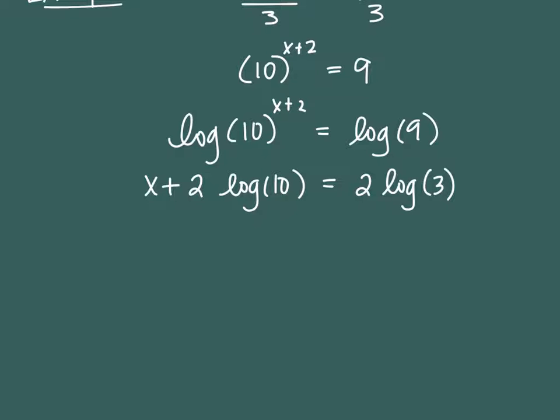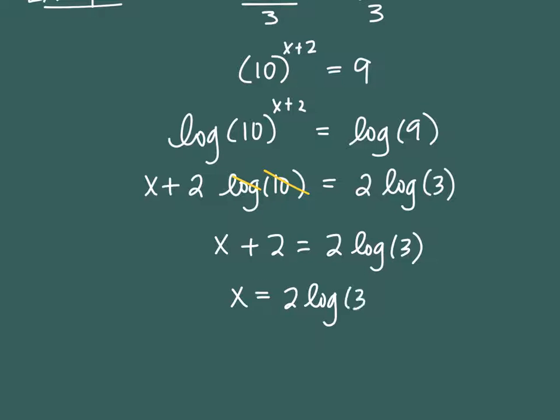What happens with the log and the 10? What happens with the log and the 3? Nothing. They don't cancel out. Do I have x by itself? No. Not yet. How do I get x by itself? So x is 2 log base 3, subtract 2.